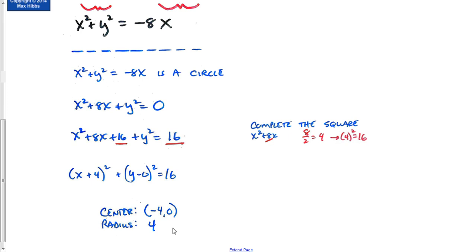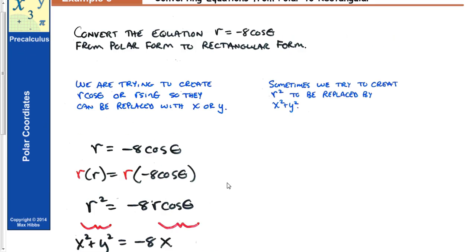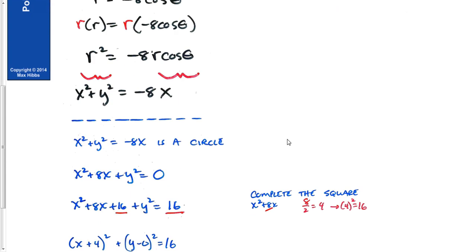Okay, first, this rectangular equation is that of a circle, which means this polar equation is that of a circle, and it's actually a pretty simple equation for that of a circle.